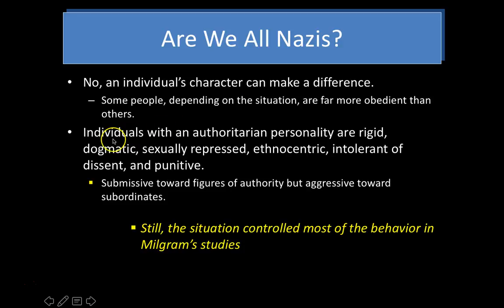Okay. Individuals with an authoritarian personality: rigid, dogmatic, sexually repressed, ethnocentric, intolerant of dissent. That's the definition of an authoritarian personality. They're somewhat more likely to be obedient than people in general are. Okay, so character counts. But nevertheless, the situation controlled most of the behavior in Milgram's studies. Okay, so there are exceptions.